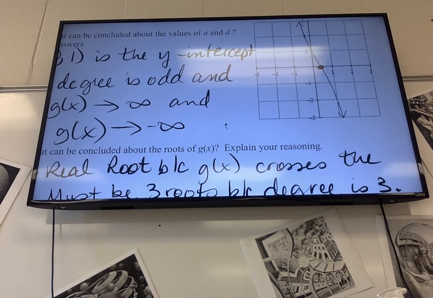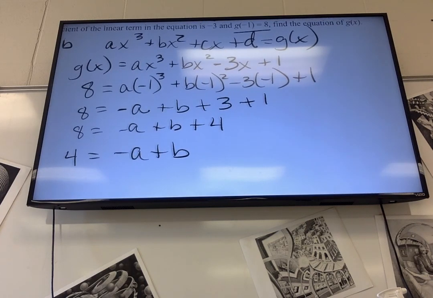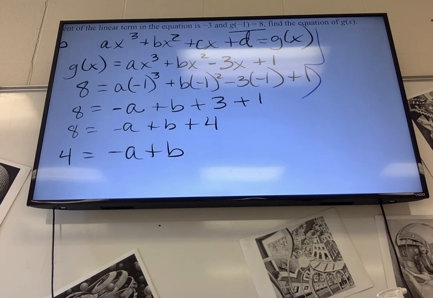The other thing that we're going to use this graph for is this right here. I do have another point that's given to me on this graph. It's (1, -2). So that means when x is 1, y is -2. So I can come up with another equation. I'll put it right here. So it was (1, -2), x and y.